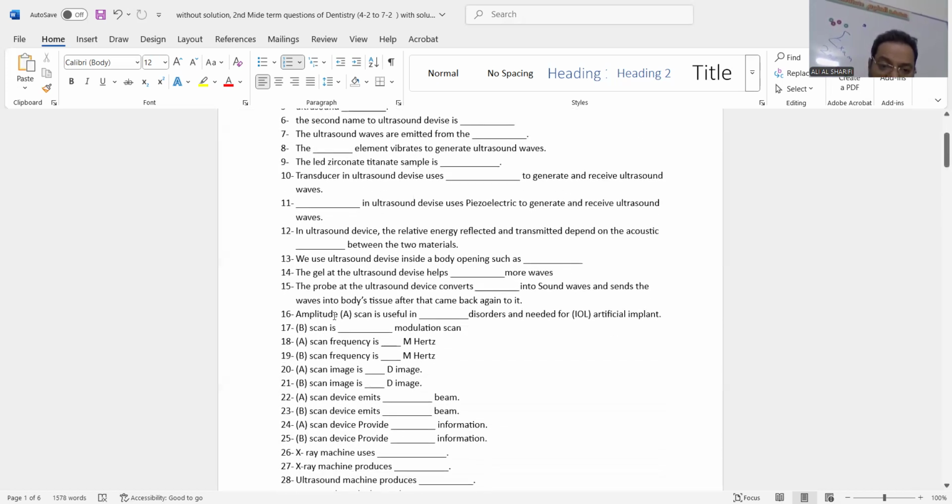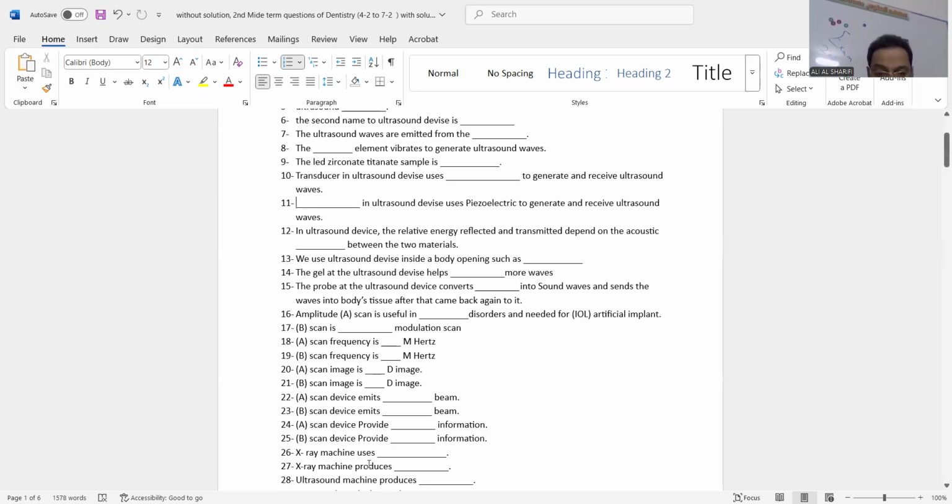Amplitude. A scan is useful in which region? B scan is modulation scan. A scan frequency is B scan frequency. A scan image is how many dimensions? One, two, three. A scan device emits what? B scan device emits what? A scan device provides which information? And B?